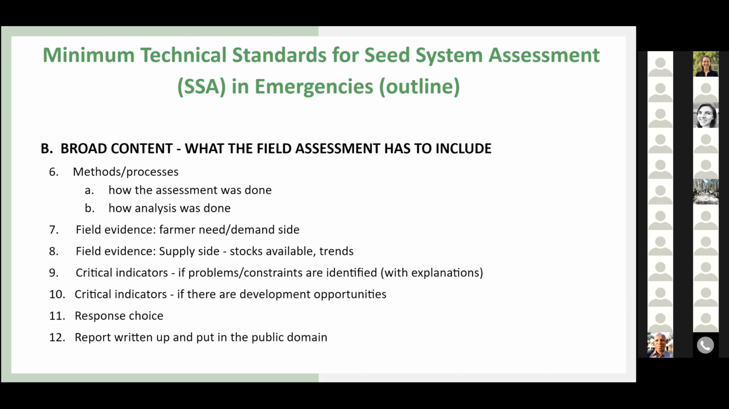Number 9, critical indicators, if there are problems or constraints. What were the indicators? What did you use? Indicators if there are development opportunities. Why did you choose the response, if there are responses? And then number 12, as a minimum standard, you have to write the report up and put it in the public domain. So that's all it is right now.